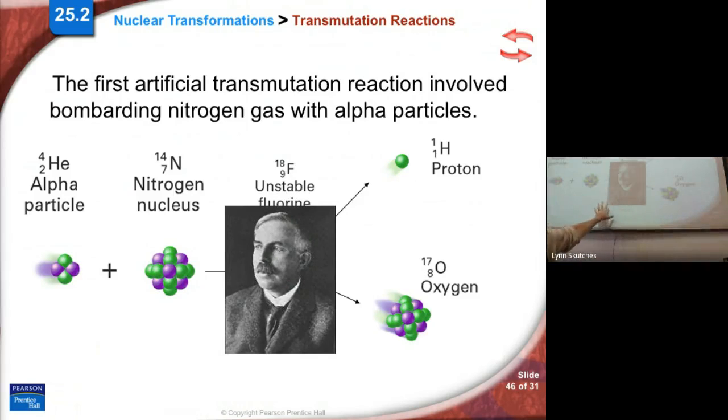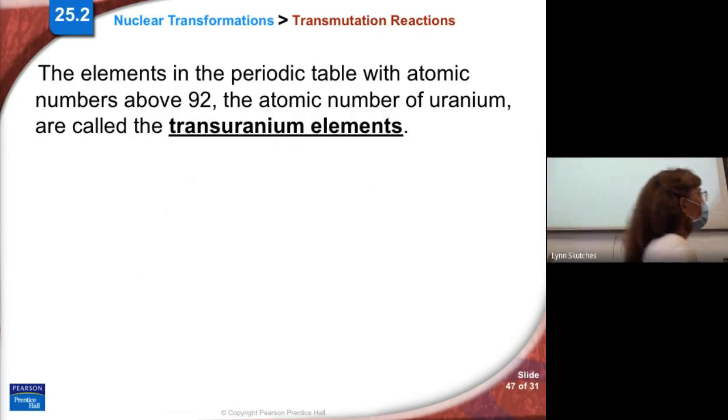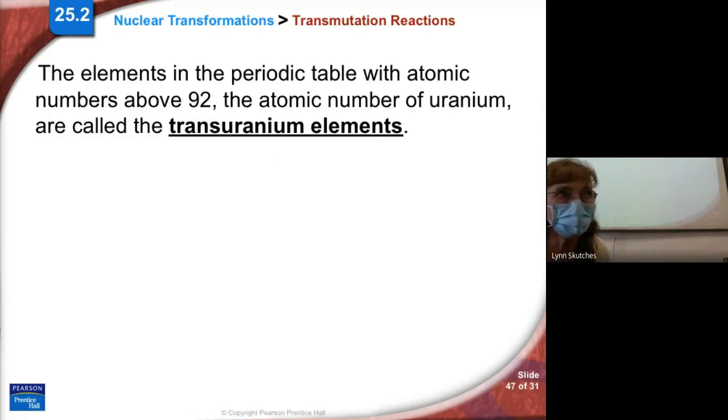He's the first guy, he tagged them alpha and beta, and he did all this shooting at things with his alpha particles. Since then, we've been building lots of new elements. Every element after uranium is what we call transuranium. Uranium is element 92. So anything from 93 to 118 is only made in the laboratory. It's not found on planet Earth naturally.